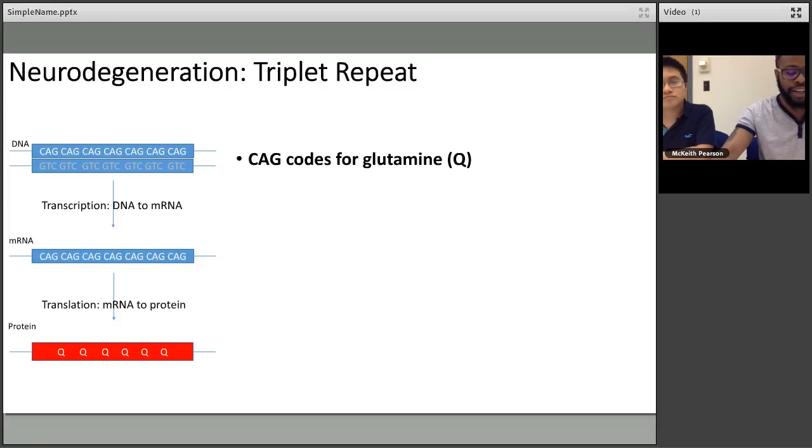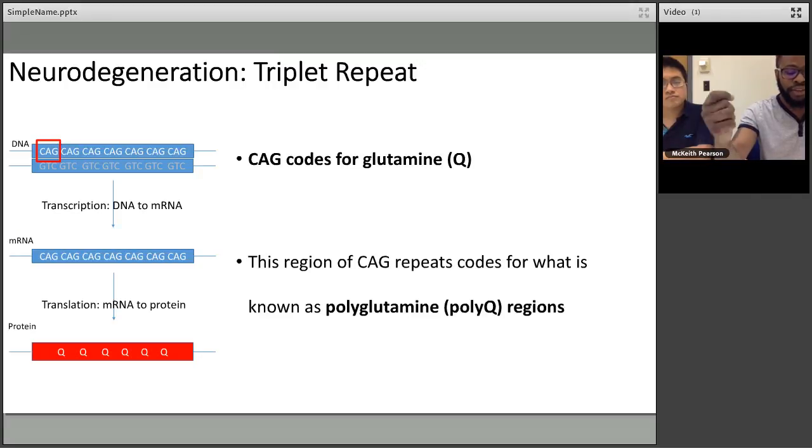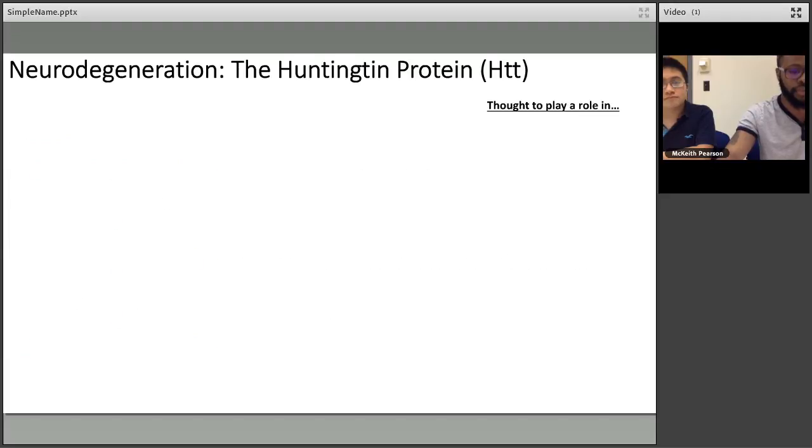In this example, DNA is encoding what is known as a triplet repeat of nucleotides, cytosine, adenine, and guanine, or CAG for short. This CAG region is then converted into a sequence of amino acids known as polyglutamine regions, or polyQ for short. Research has shown that these polyQ regions play a role in protein-to-protein interactions and protein localization. Many proteins contain polyQ, including ones that play a role in the pathogenesis of Huntington's disease.